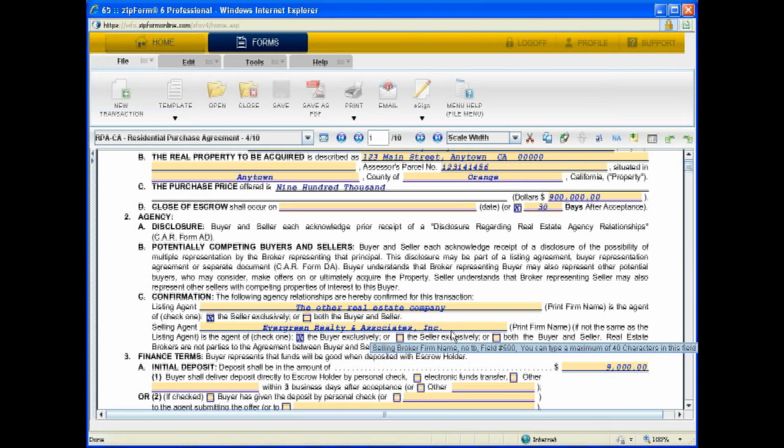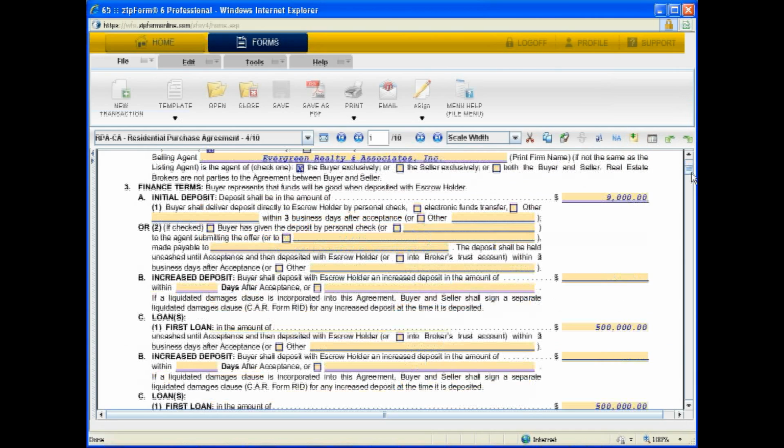If you're the listing agent and you receive an offer and that information is not completed, you need to correct it in a counteroffer. So you need to always make sure that that information is filled in correctly. Okay, I'm going to skip down here.